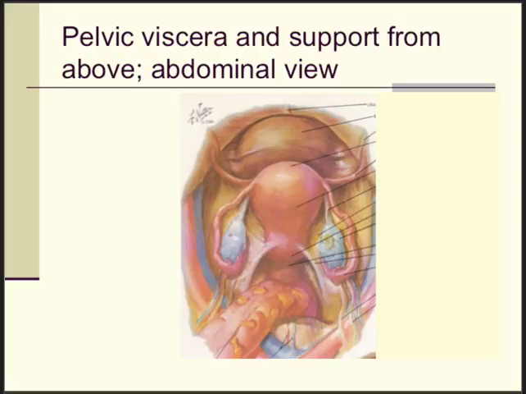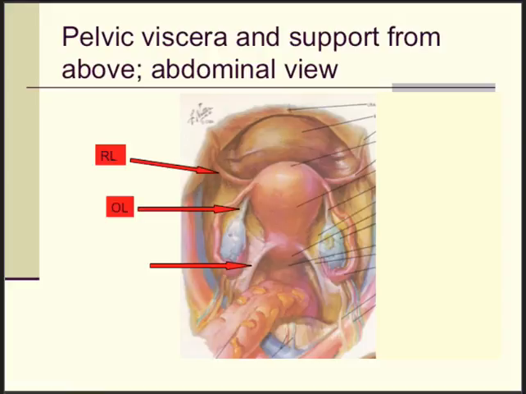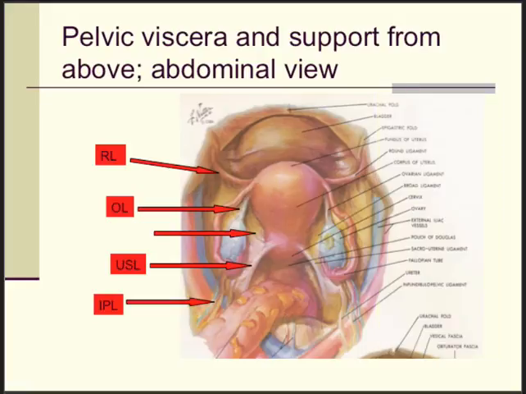A brief refresher. Here we see a picture from a laparotomy. The anterior abdominal wall has been removed. Here we see successively the round ligament, the ovarian ligament, the uterosacral ligament, and the infundibulopelvic ligament or the suspensory ovary ligament. The broad ligament and the parametrium, they don't play an important role in support of the uterus and the vagina at all.